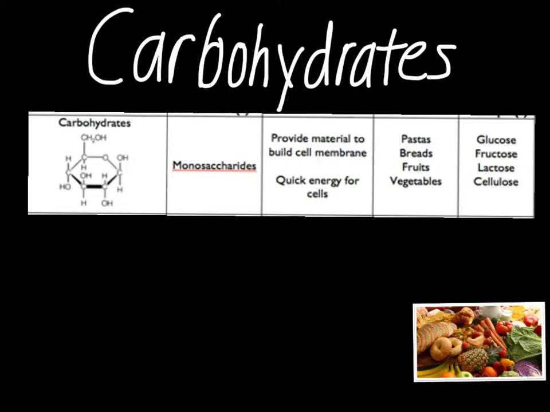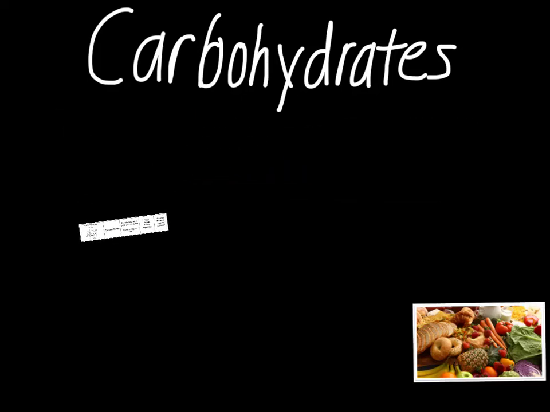As far as some food sources go, most of these are common sense: pastas, breads, fruits, and vegetables. A few examples: glucose, this is the simplest of the sugars. Fructose is also pretty simple. Lactose is the sugar that's found in milk. And then cellulose is the material that's found in the cell wall of plant cells and fungi.